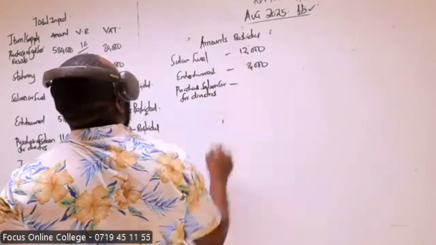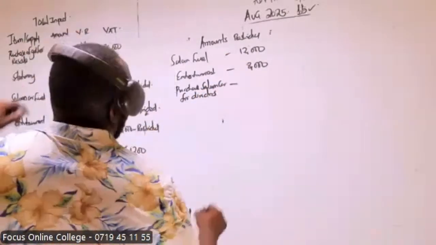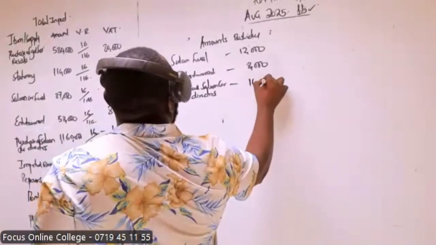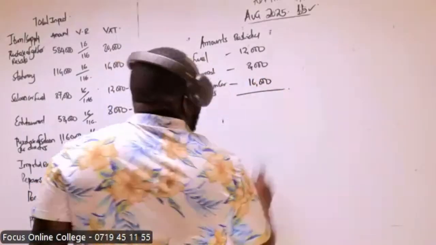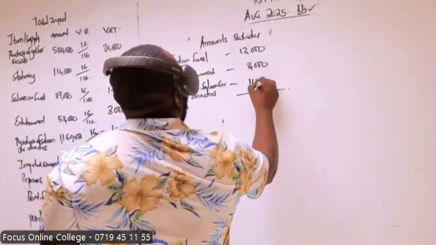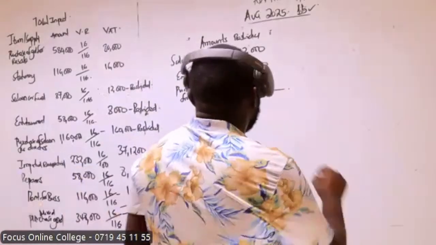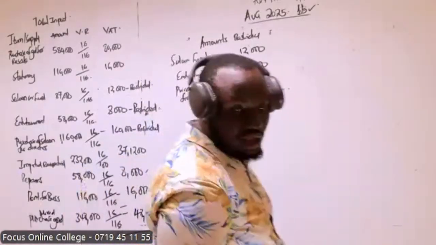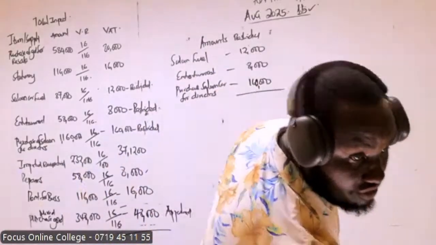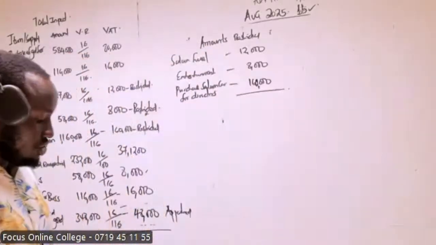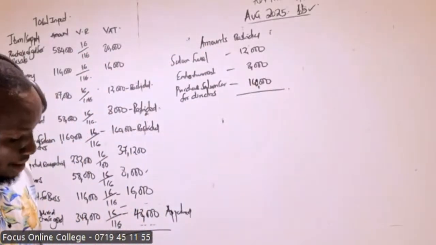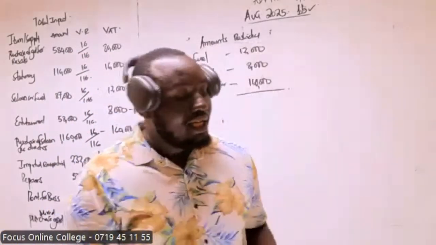So what is that figure? Purchase for saloon car for the director. So what is 160? So what is the amount restricted? Get for me the amount restricted. What is the total amount that is restricted? The total amount. Imported goods.